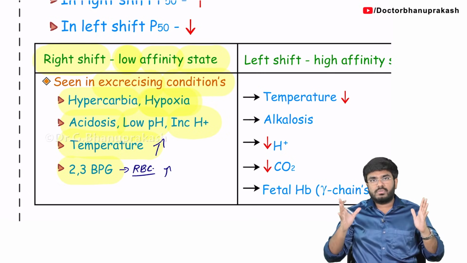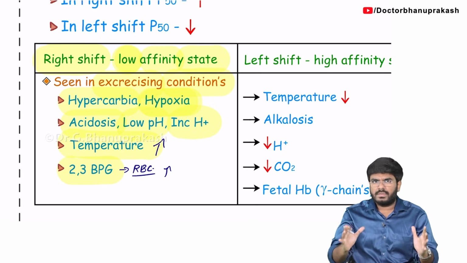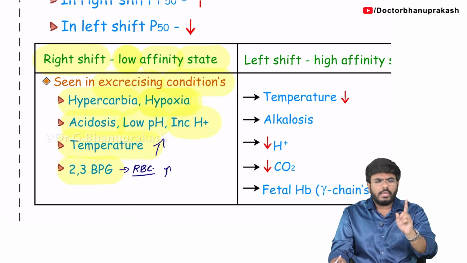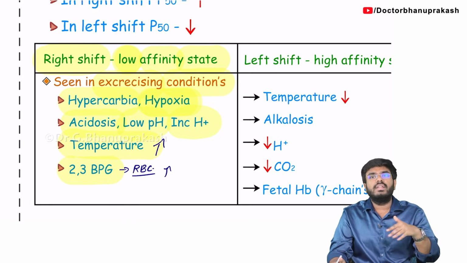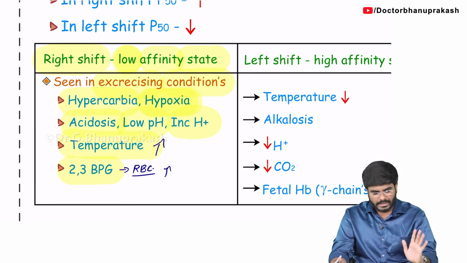So, whenever your tissues are working more, hemoglobin is a very generous guy. Hemoglobin will say, you want more oxygen? Okay, take more oxygen, no problem. I will give you more oxygen. You work more, I will give you more. Something like that. Okay, done with this.